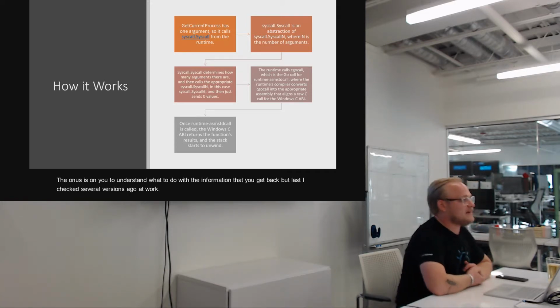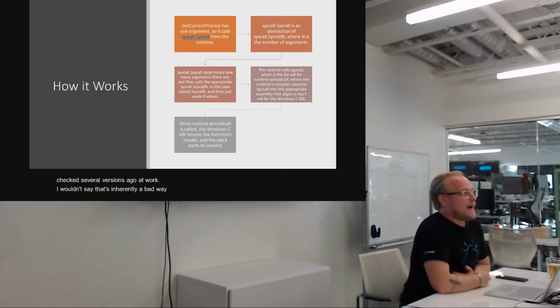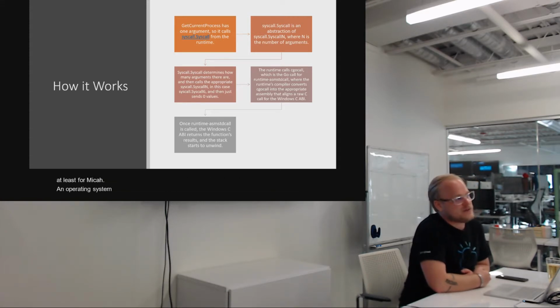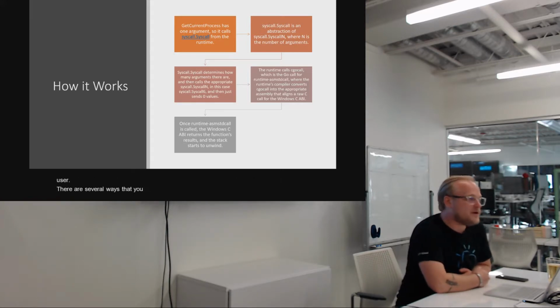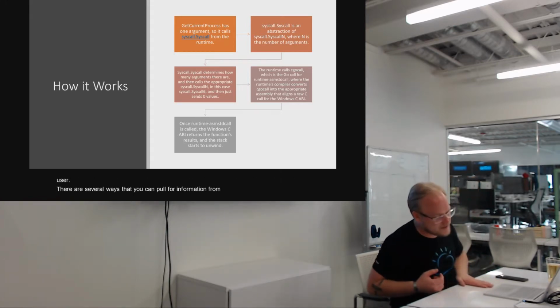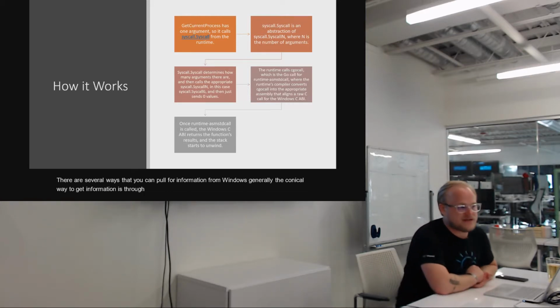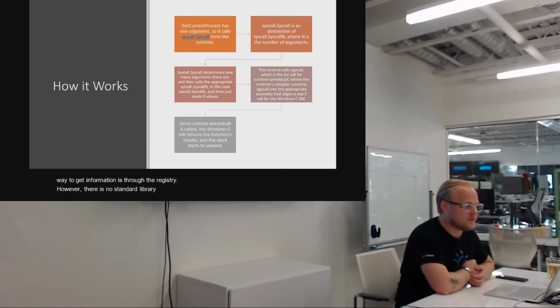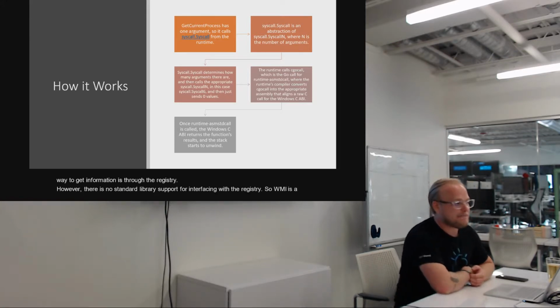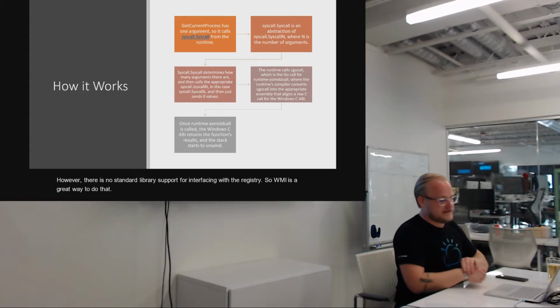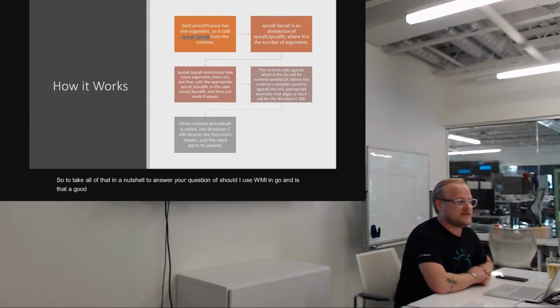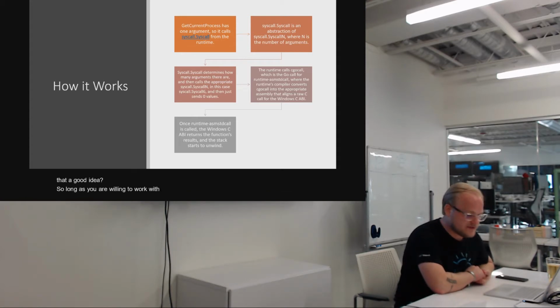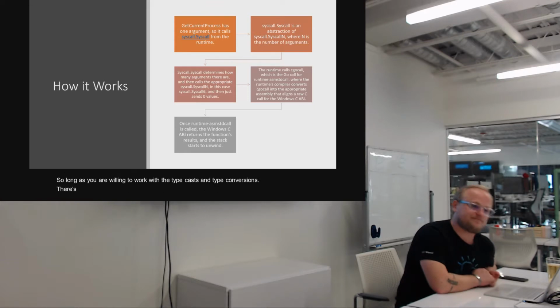I wouldn't say that that's inherently a bad way to work with Windows in Go, at least from an operating system configuration standpoint. That's really up to you as a user. There are several ways that you can pull information from Windows. Generally, the canonical way to get information is through the registry. However, there is no standard library support for interfacing with the registry, so WMI is a great way to do that. So to take all of that in a nutshell, to answer the original question of should I use WMI in Go and is that a good idea? So long as you are willing to work with the typecasts and type conversions, there's no reason not to, basically.